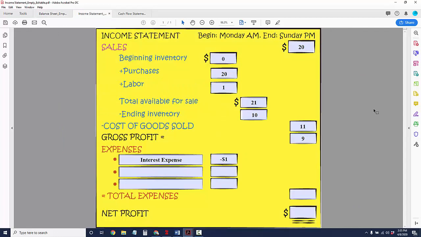How does this insurance purchase affect the income statement? Does it have anything to do with sales? No. Does it have anything to do with cost of goods sold? No. Does it have anything to do with other expenses related to being in business? Yes, right? If you hadn't been in business, you would not have needed this insurance. And this week, we used $1 worth of insurance. So you would have an insurance expense here for $1 during this accounting period.